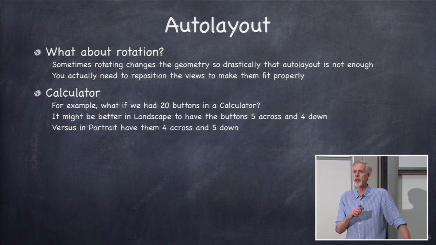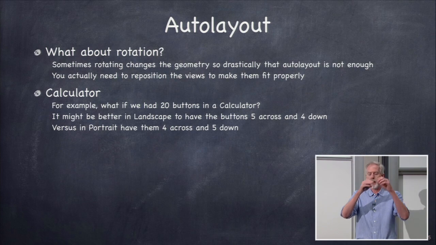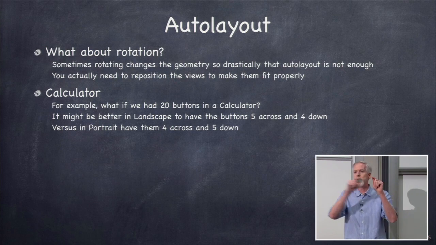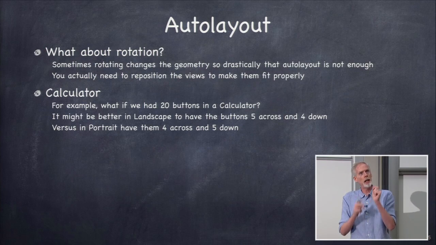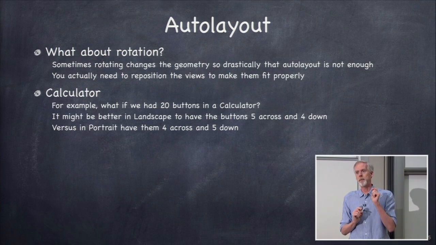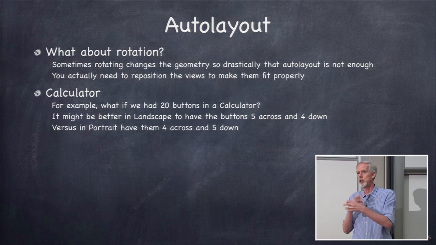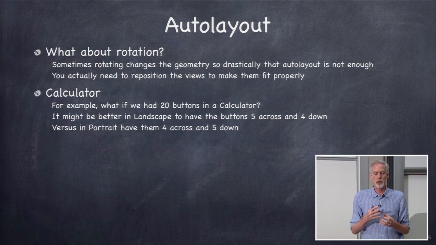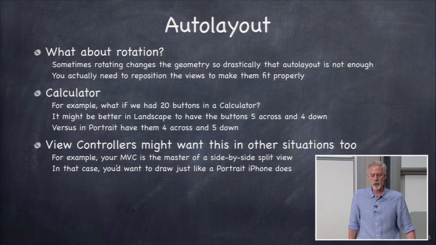Let's consider our calculator. Let's say we had 20 buttons in our calculator. Now in landscape, I might want them to be 5 buttons across and 4 down. But when I switch to portrait, now I might want 4 across and 5 down. There's no way you're going to write auto layout to do that. Auto layout cannot make such a huge change. So how do we deal with that? We still want to do that, so how do we do it?